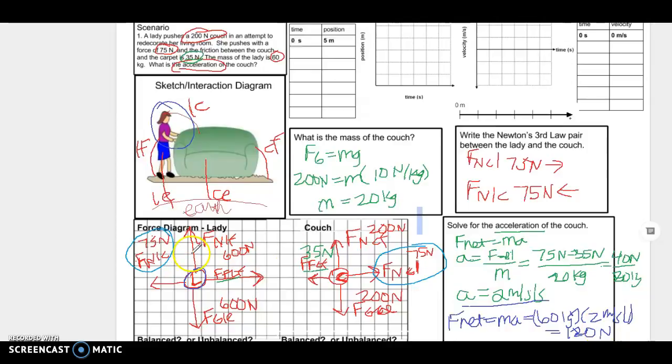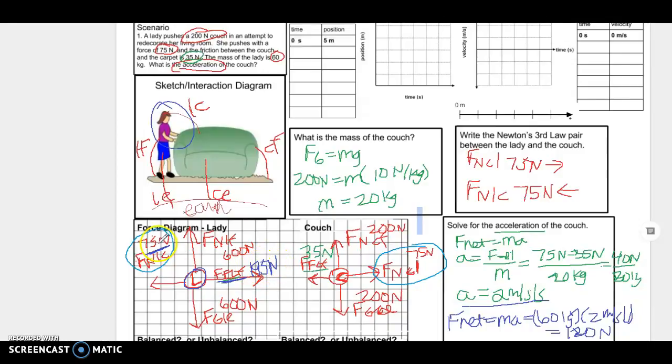So be careful because this is what we were trying to do on the board the other day. I need to know her force of friction. The couch pushes her back with 75 and the net force has to be 120. So that means the difference, or the winning side, has to win by 120. So in order for that to be true, this force of friction is going to have to be 195, right?